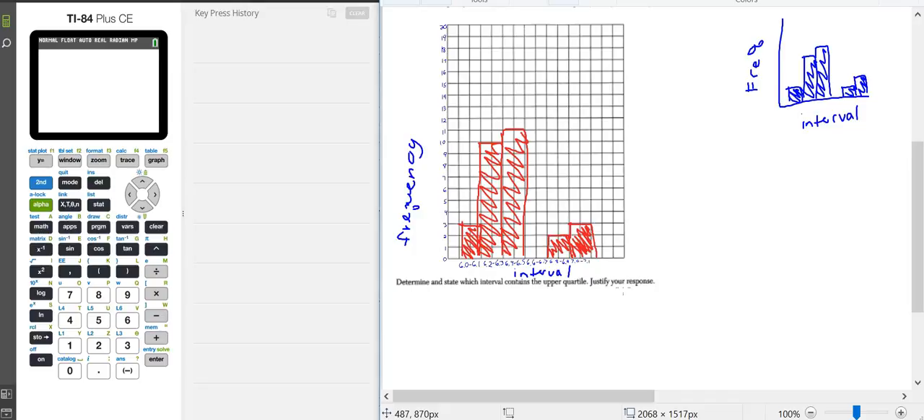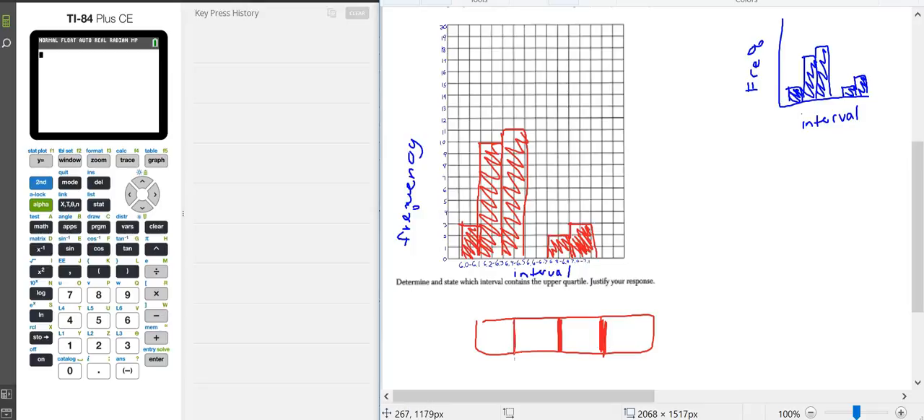The next part of the question says, determine and state which interval contains the upper quartile and justify your response. The upper quartile, or the third quartile, is the median of the upper half of the data set when the set is divided at the median of the entire set. So that means that we're dividing the data into 4. Let's say this is our data set, and this is the median over here, and we want to find what this line is, the median of the upper half.